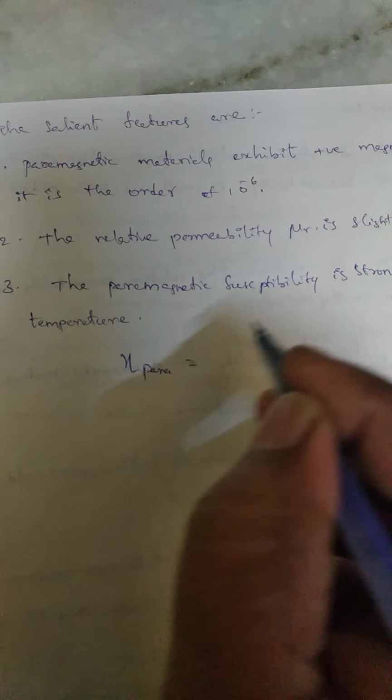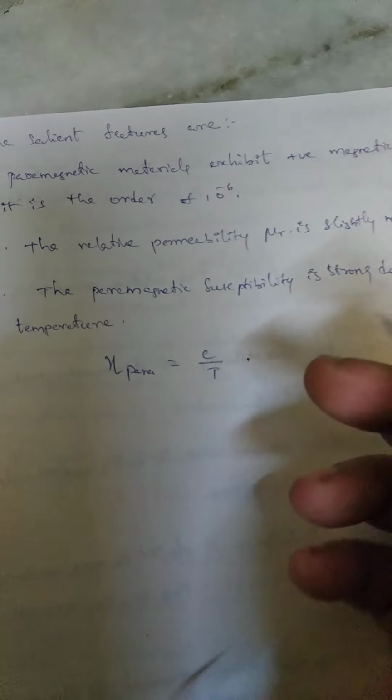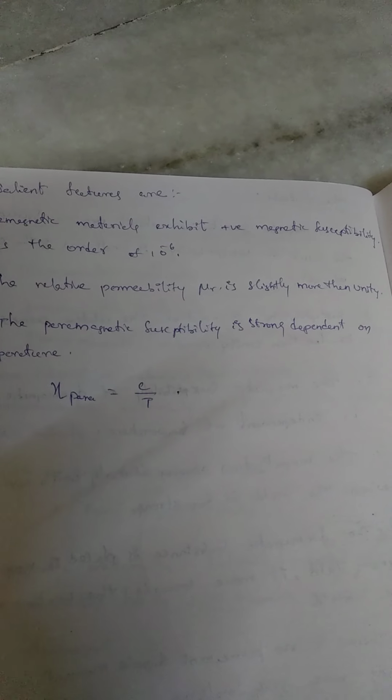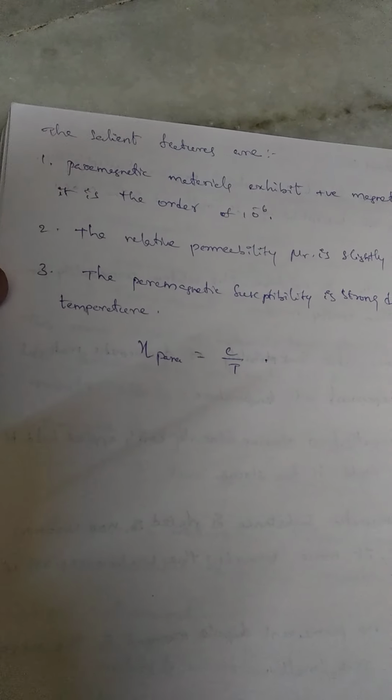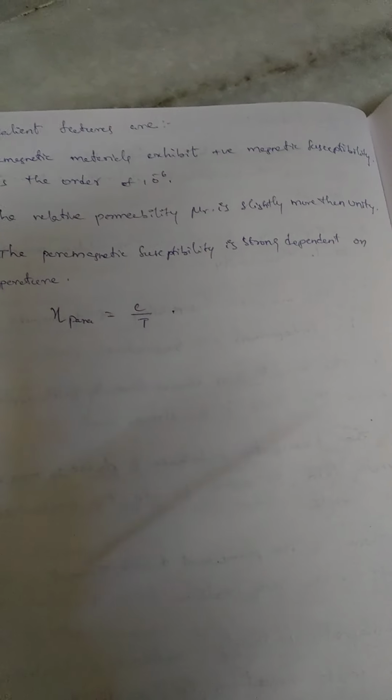Xi para is equal to C by T. So paramagnetic materials exhibit positive magnetic susceptibility. It is of the order of 10 to the power of minus 6. The relative permeability mu r is slightly more than unity. The paramagnetic susceptibility is strongly dependent on temperature. Xi para is equal to C by T.